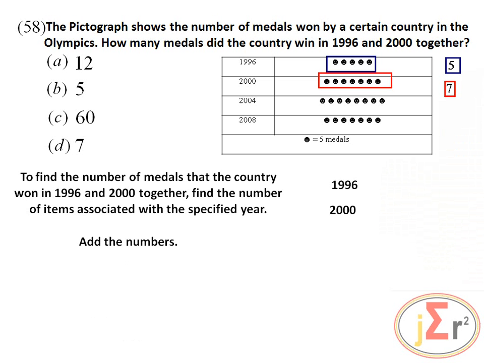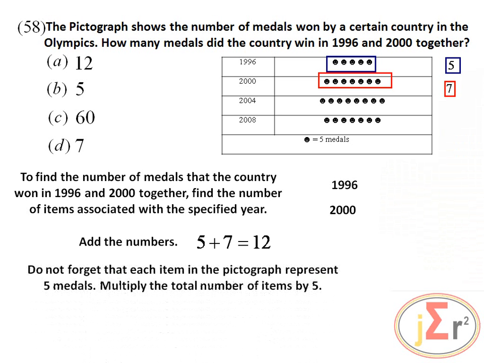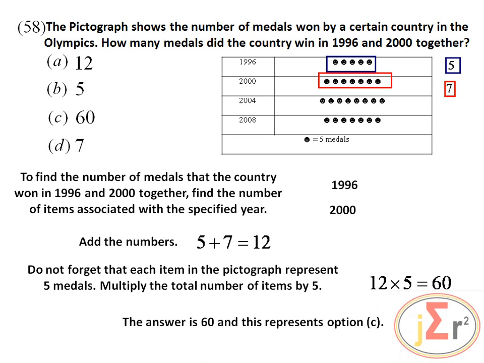So add the numbers. 5 plus 7 is equal to 12. Do not forget that each item in the pictograph represents 5 medals. Multiply the total number of items by 5. 12 multiplied by 5 is equal to 60. The correct answer is therefore option C, 60 medals.